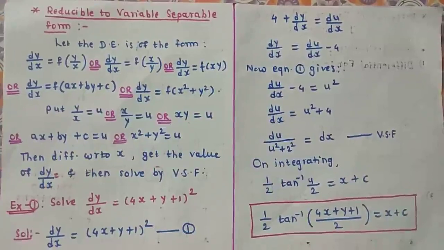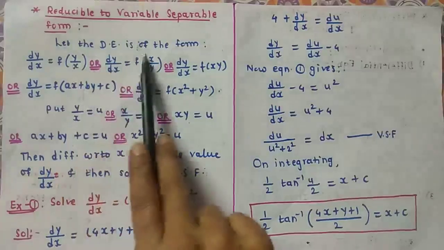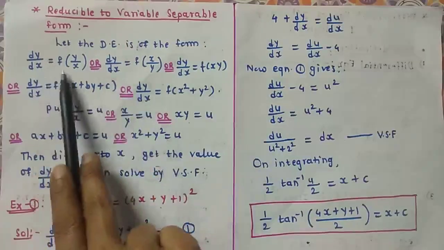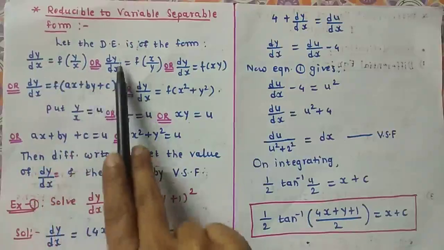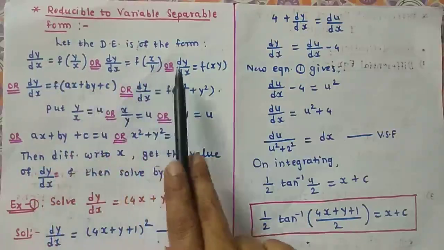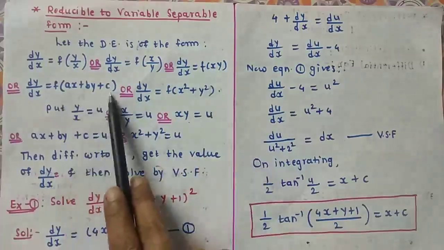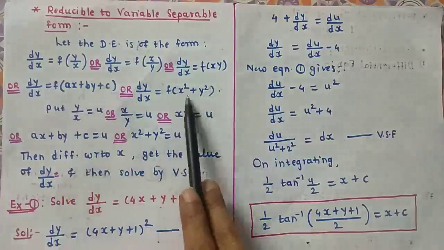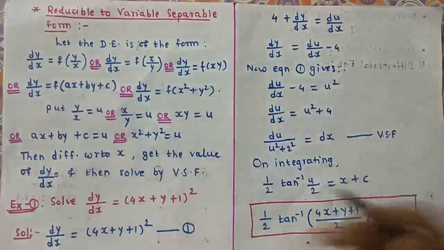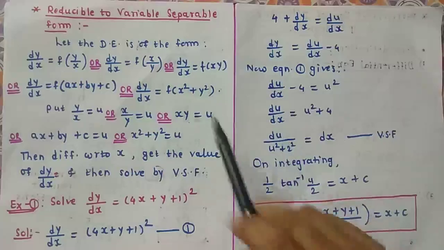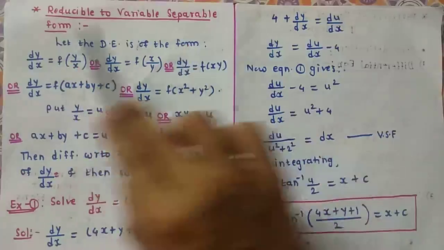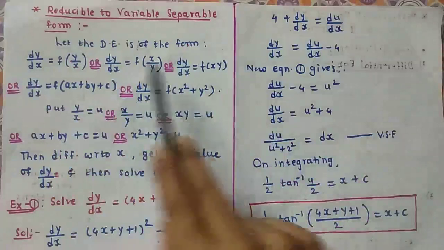In this video, I am going to explain the second method for finding the solution of a first order first degree differential equation that is reducible to variable separable form. Let us see differential equations of the form dy by dx equals a function of y by x, or dy by dx equals a function of x by y, or a function of x into y, or a function of ax plus by plus c, or a function of x square plus y square, or maybe a function of some other form. Such differential equations are known as reducible to variable separable form.